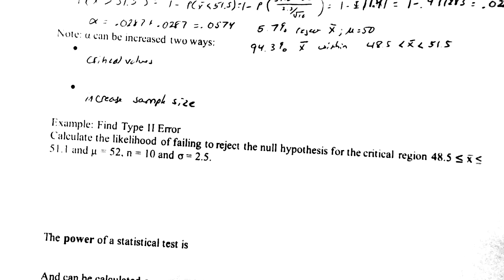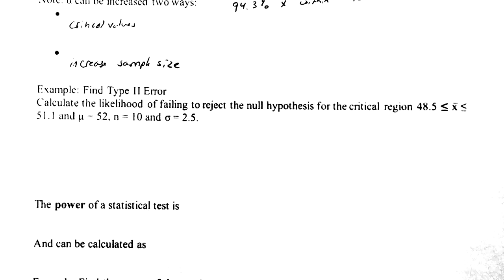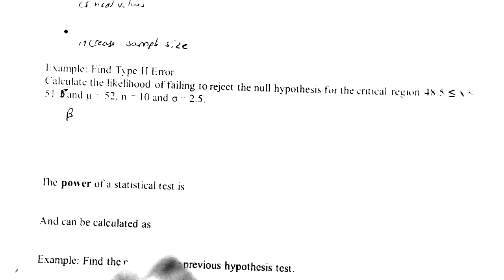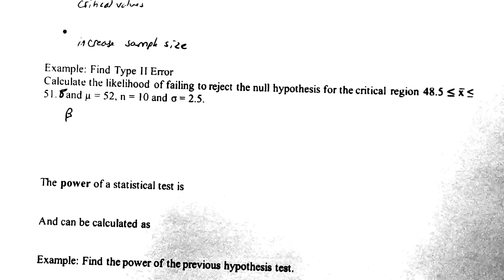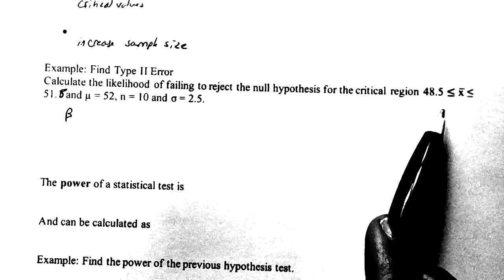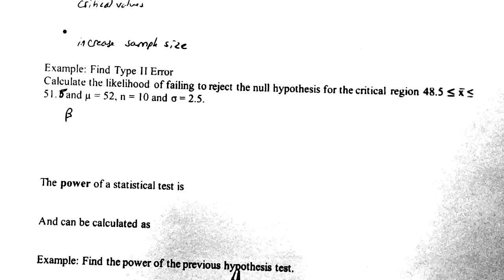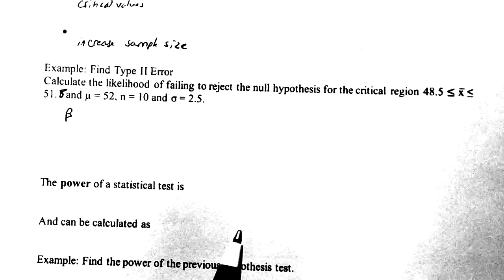So what about type 2 error? Well, type 2 error can be written as beta, which is the probability, and it's 51.5, still the same critical region. 48.5 is less than or equal to X bar, which is less than or equal to 51.5.